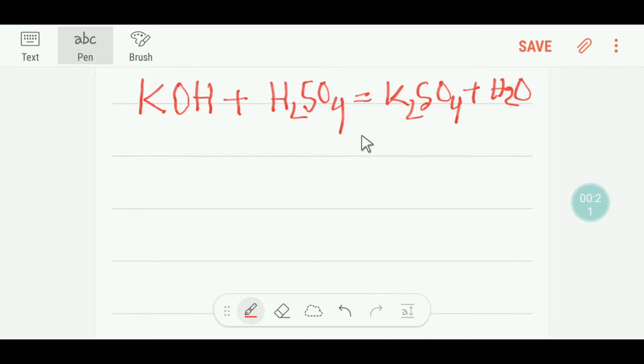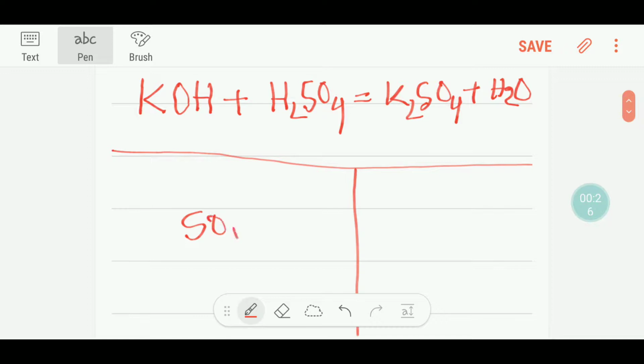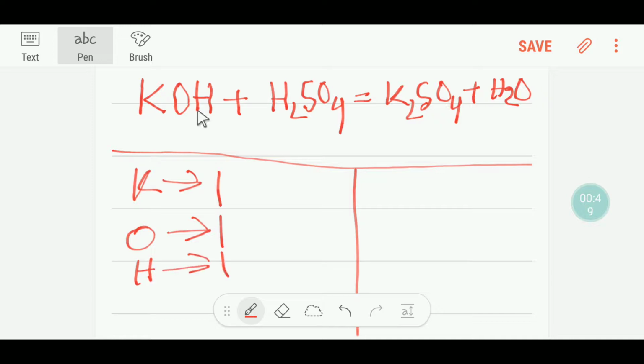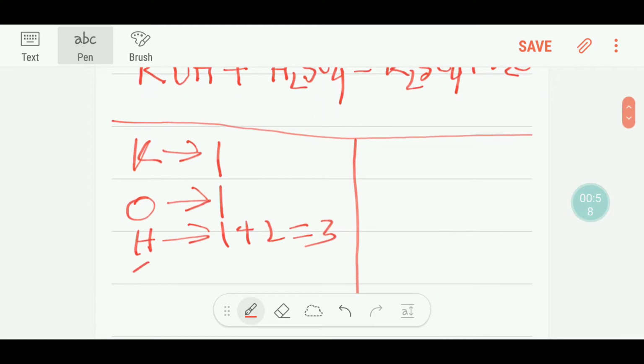Okay, to balance this reaction, I can draw a table like this. Let me remind you, this is sulfate radical, right? We have to consider this as a whole unit. However, here we have one potassium, here we have one oxygen, and here we have one hydrogen, plus here we have two hydrogen, here we have one sulfate radical, right? SO4, that is 1, right?